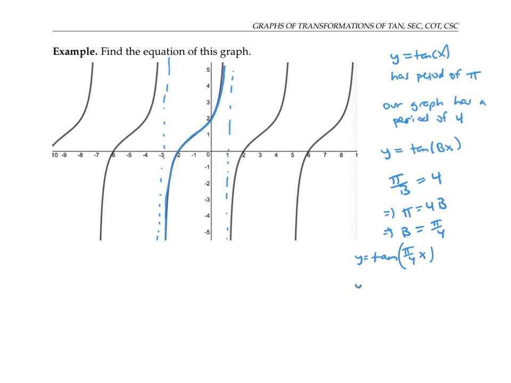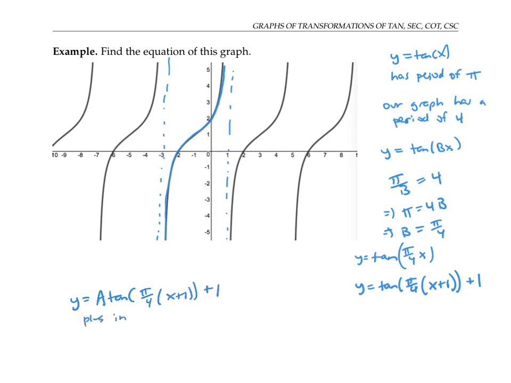The left by 1 I can accomplish by writing x plus 1 when I have the pi over 4 factored out. The up by 1 I get by writing a plus 1 on the outside. Now it's possible there might also be a vertical stretch factor out front. An easy way to check for that is by plugging in x equals 0 and seeing what kind of number out in front I might need to get this y-intercept. So I'm going to write y equals a tan of pi over 4 quantity x plus 1, plus 1.